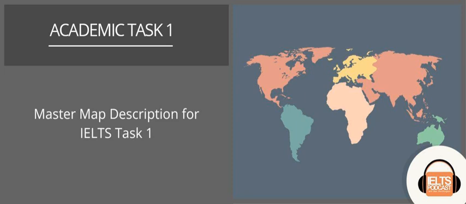As always, your writing would be scored on 4 criteria: task achievement, coherence, lexical resource, grammatical accuracy. Those are the standard. And we're going to go into each one of those and just review it in respect to IELTS Academic Task 1.